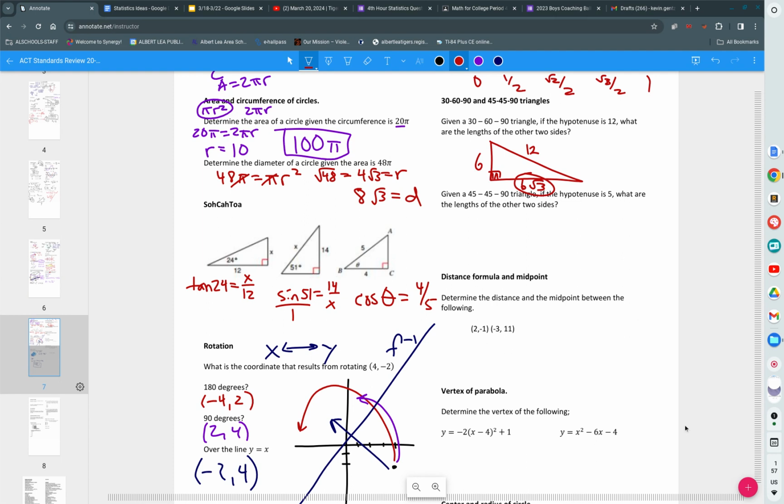Suppose we had a 45-45-90, and you knew the hypotenuse was 5. You want to try to find the sides. In order to go from a leg to a hypotenuse, we multiply by root 2. So to go the other way, we're going to divide by the root of 2. So this side here is in fact 5 over root 2, which is 5 root 2 over 2.